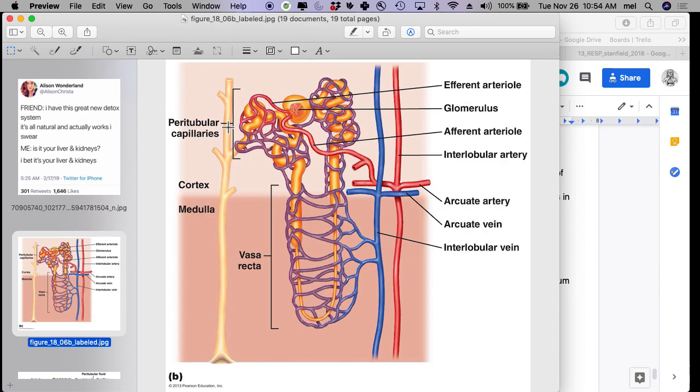Does that make sense? Yeah? You also have to monitor your blood pH when you're dealing with those as well.